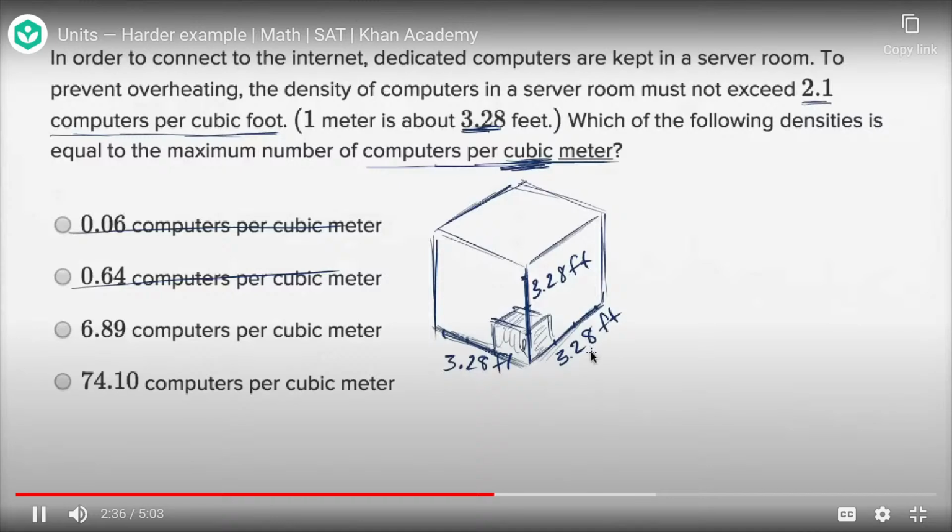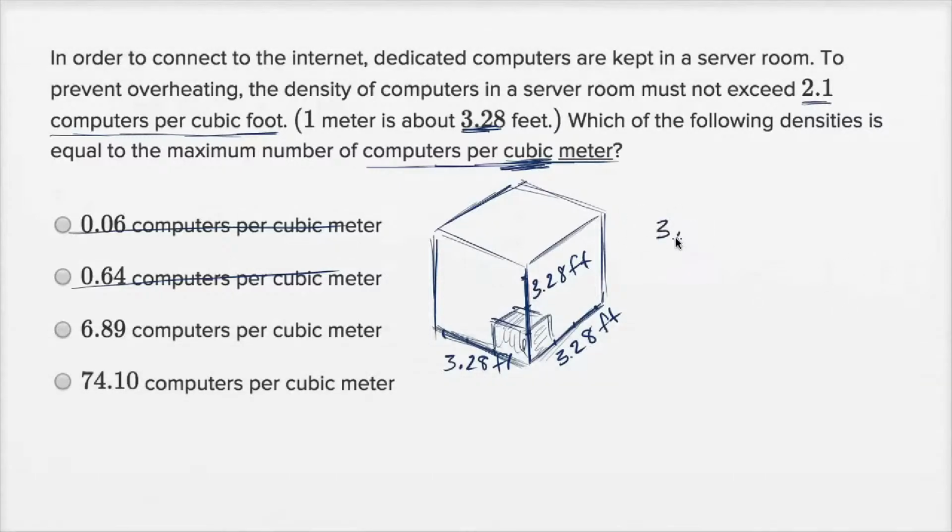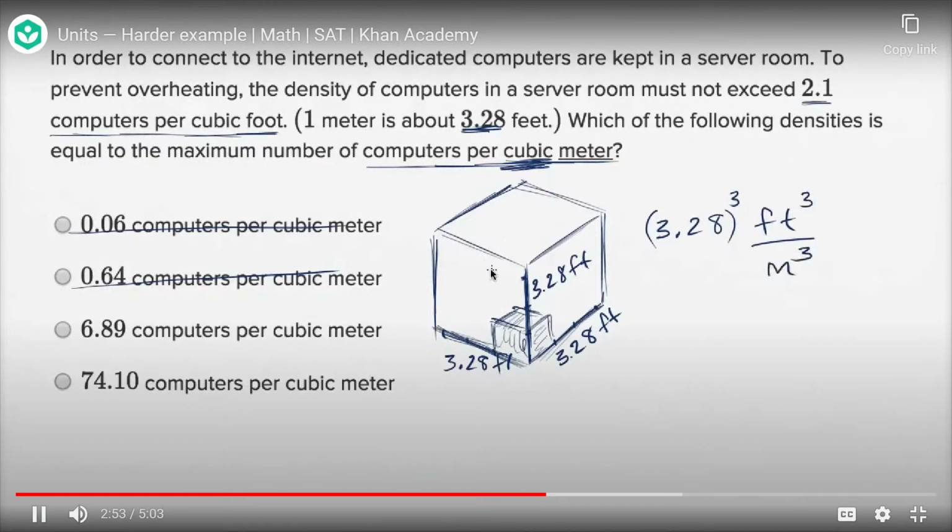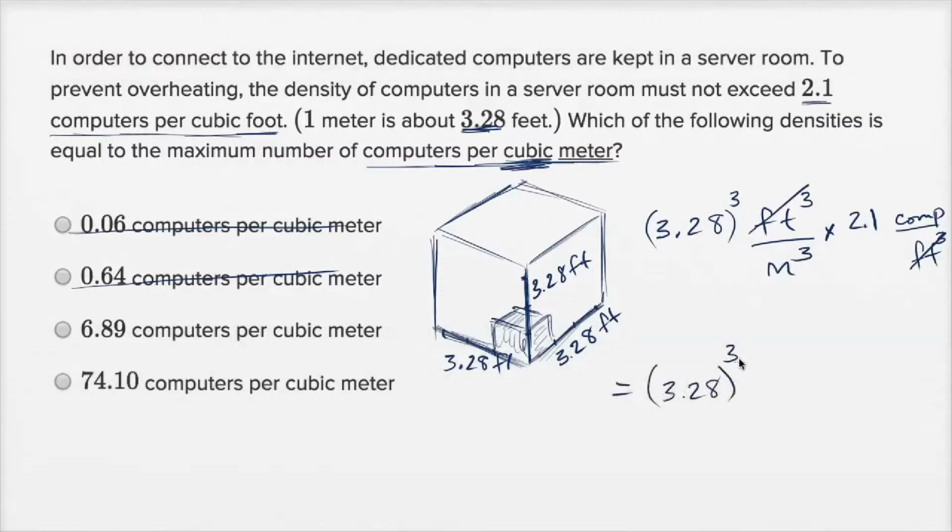And so what's the volume right over here? Well, it's going to be 3.28 times 3.28 times 3.28. So the volume here is 3.28 to the third power cubic feet. And this is how many cubic feet you have per cubic meter, because this whole thing is also a cubic meter. Times computers per cubic foot. And if you multiply, you're going to get 3.28 to the third power times 2.1 computers per cubic meter.